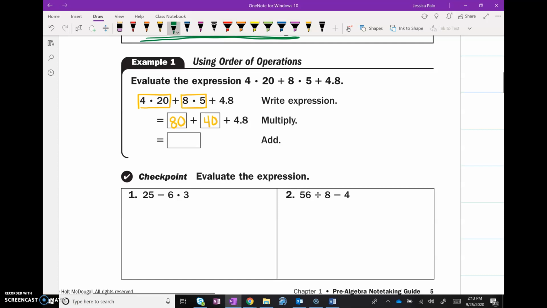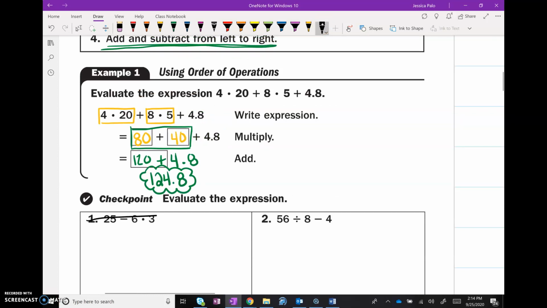Starting on the left side of the problem, we move toward the right, and I see addition right here. 80 plus 40, which equals 120, plus 4.8. And then we have another addition expression, 120 plus 4.8, which equals 124.8.